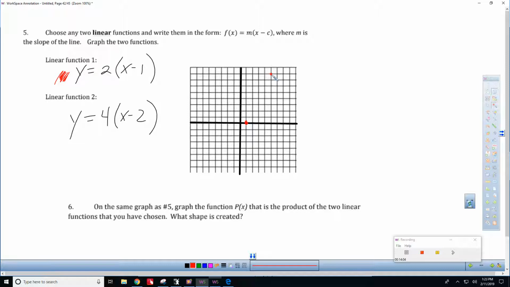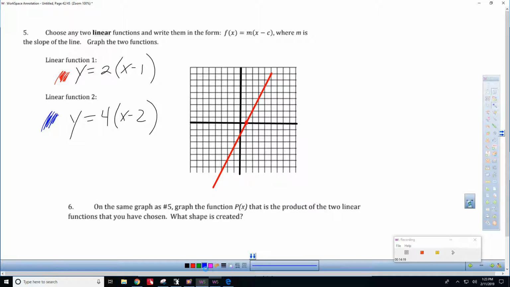Okay? Let's see the best I can do here. There we go. So there's the red line. Alright, now let's make this the blue line. Put in a 2. What do I get? I get a 0.